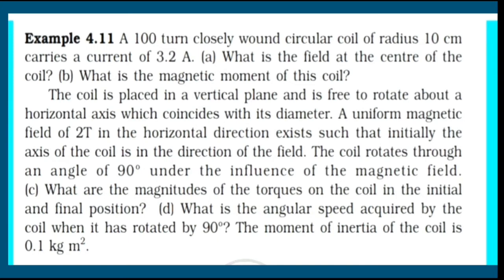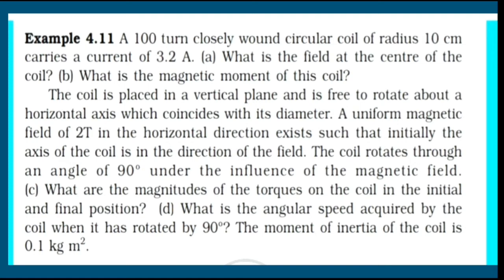Coming to example 4.11: a 100-turn closely wound circular coil of radius 10 cm carries a current of 3.2 ampere. What is the field at the center of the coil and what is the magnetic moment of the coil? Direct questions. The coil is placed in a vertical plane and is free to rotate about a horizontal axis which coincides with its diameter. A uniform magnetic field of 2 Tesla in the horizontal direction exists such that initially the axis of the coil is in direction with the field.